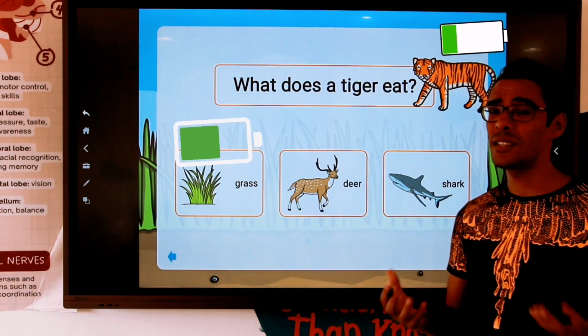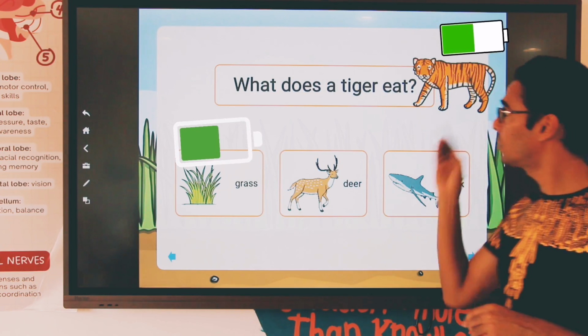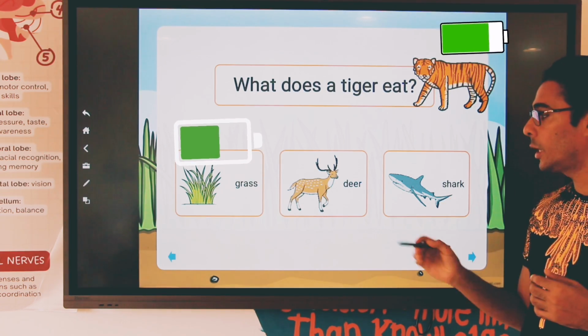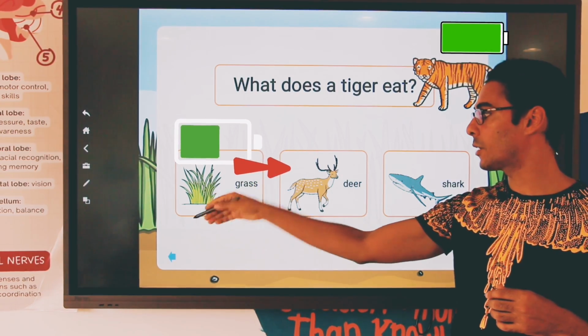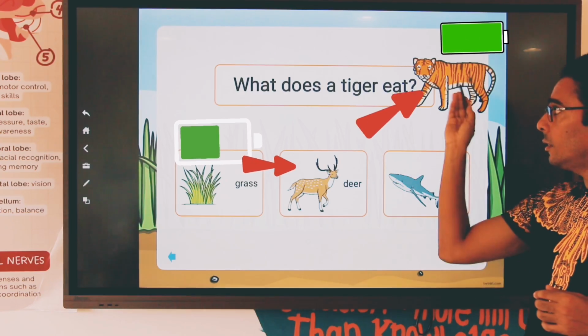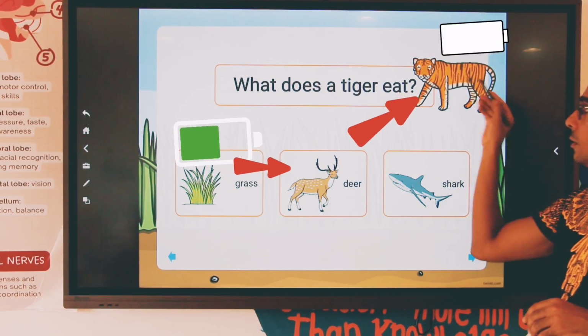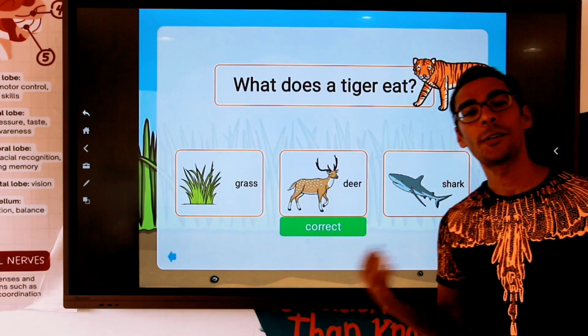But how to solve this problem? The energy is stored here in the grass, and the tiger doesn't eat grass. So the tiger might be looking for an animal that eats the grass, so the energy moves from the grass to this animal, and the tiger eats this animal, which is the deer in front of you, to get the energy. If your answer was the deer, that's the correct answer.